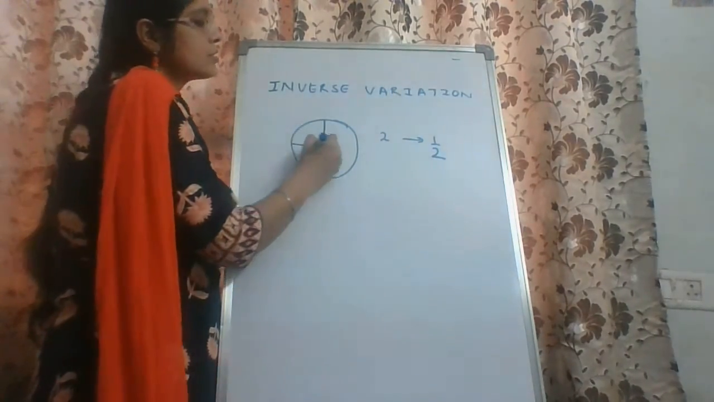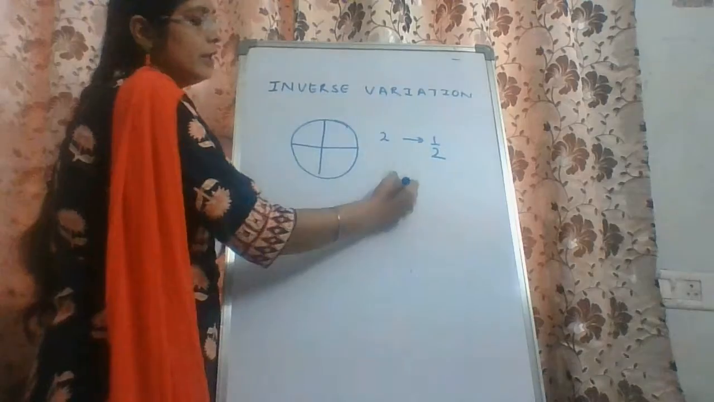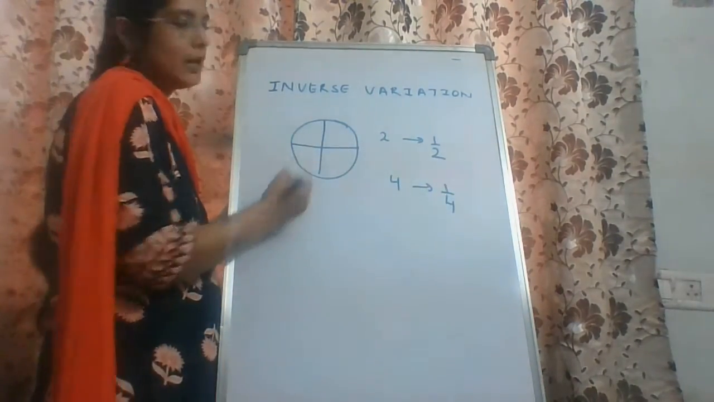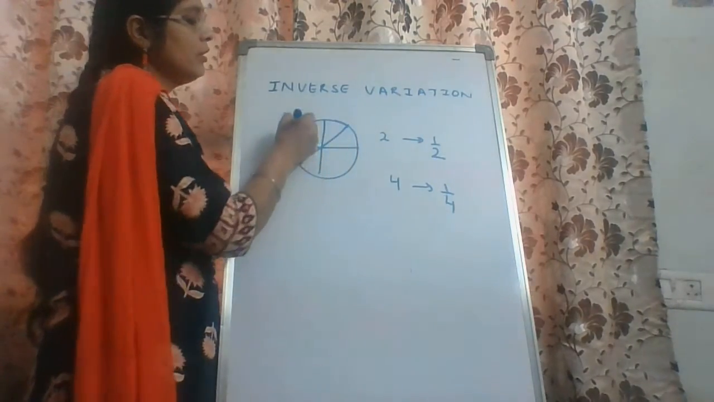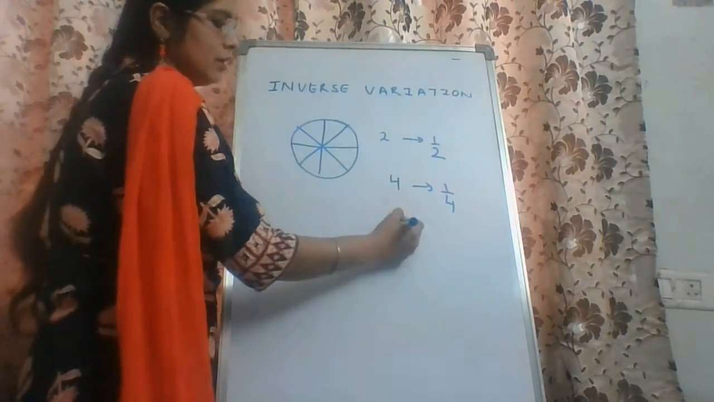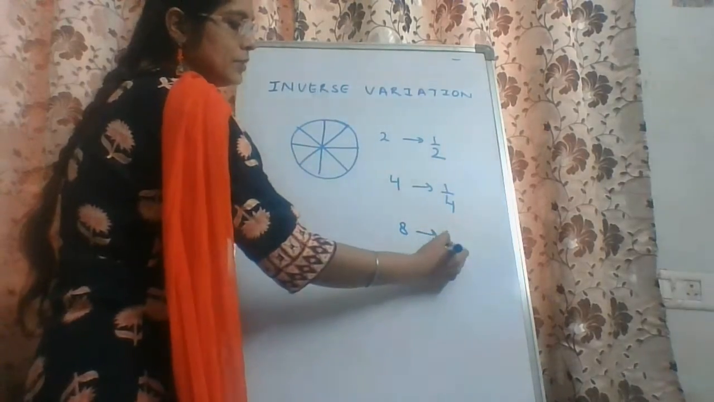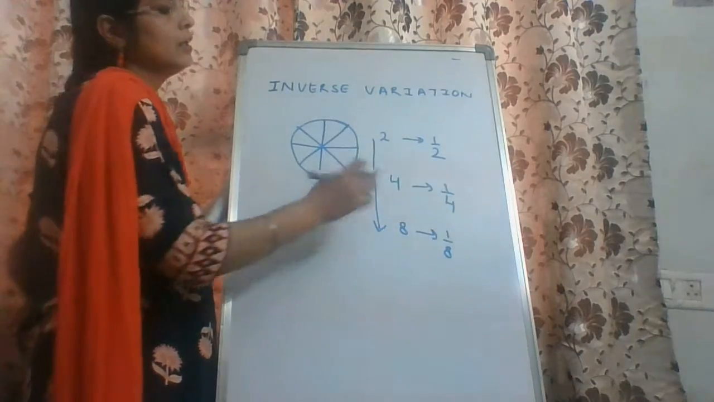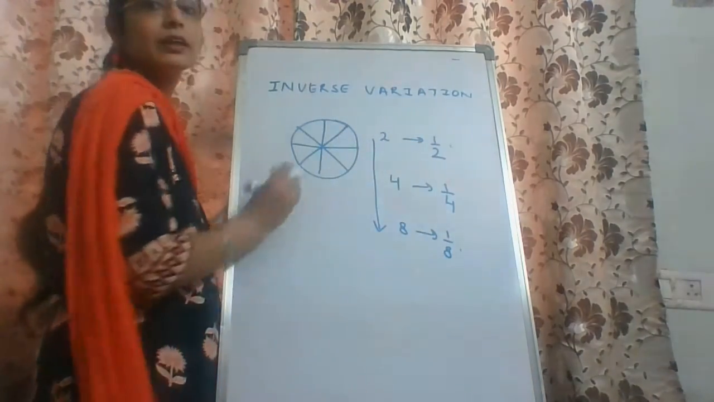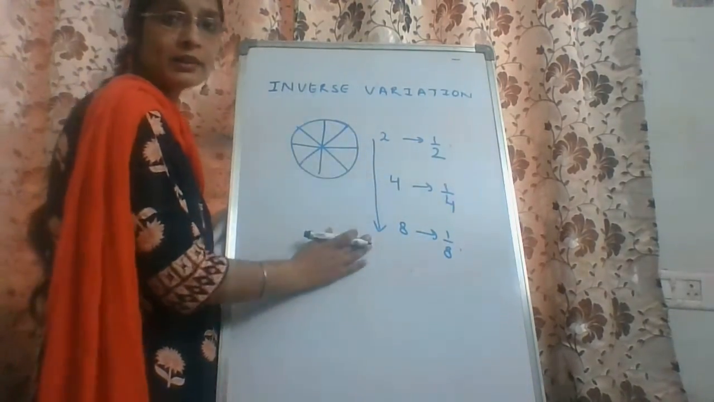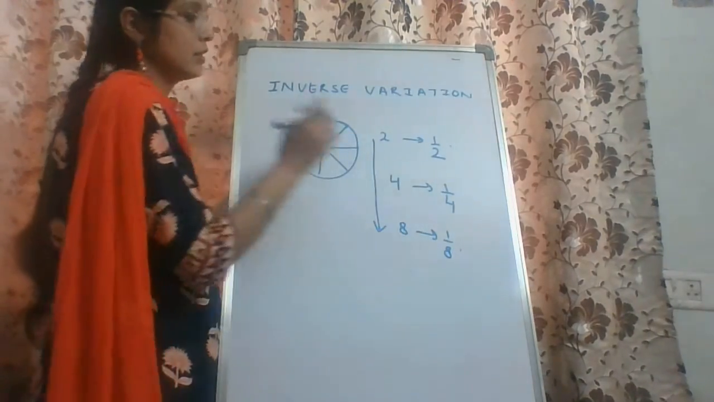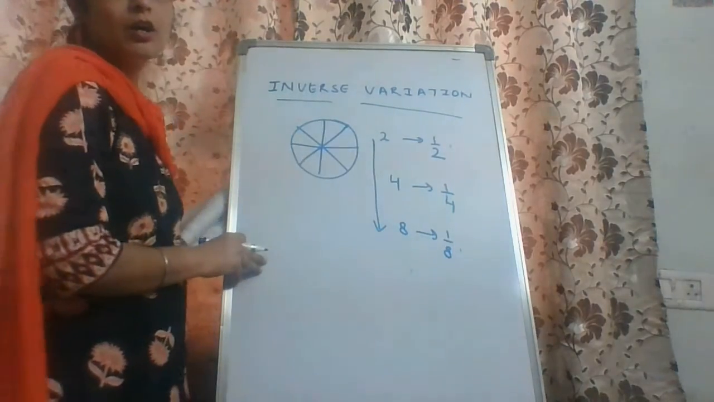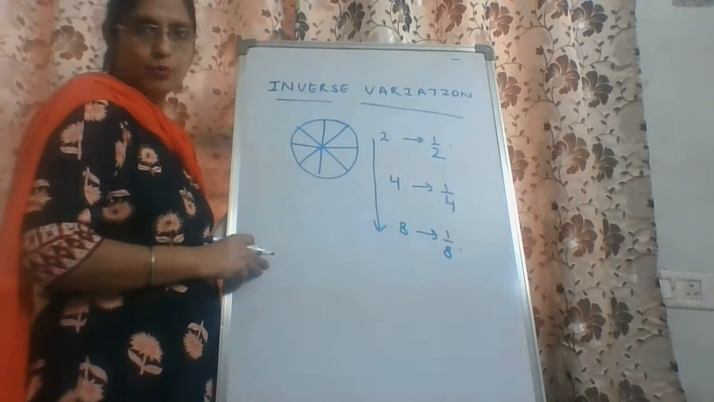Now, if I have to distribute it to four children, each one will get 1/4 of the pizza. If I have to distribute it to 8 children, each one will get 1/8 of the pizza. As the number of children is increasing, the share of the pizza is decreasing. One thing is increasing, the other thing is decreasing. We call it inverse variation or inverse proportion.